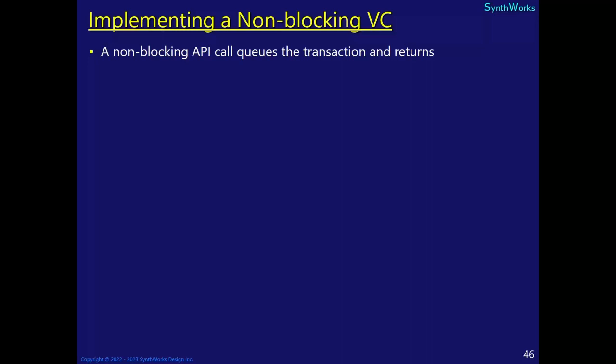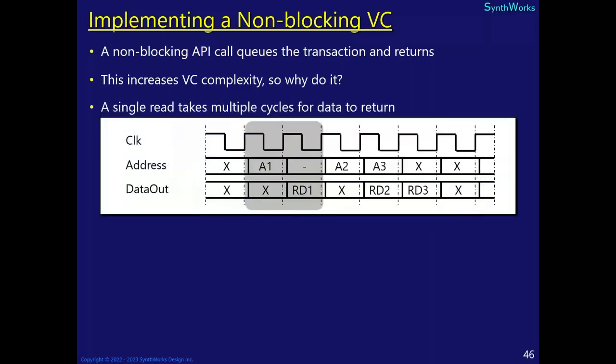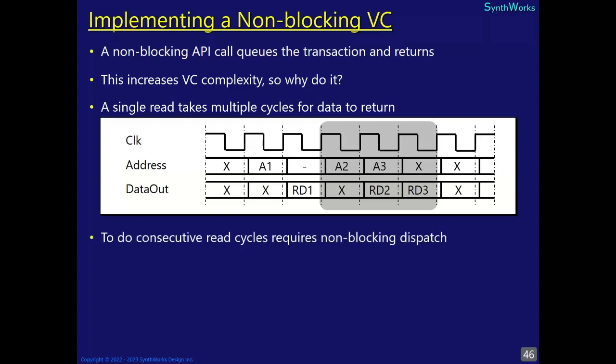Non-blocking verification. So a non-blocking API call, again, queues the transaction and returns immediately. So this increases the complexity. Why on earth do we even want to do this? Well, let's go back to our DP RAM. Even a simple thing like a DP RAM needs this. If we look at our normal read, that makes sense. I don't need it there. But, oh, wait a minute. How do I get two addresses out, because this hasn't finished yet? So this is simultaneous activity on that end.